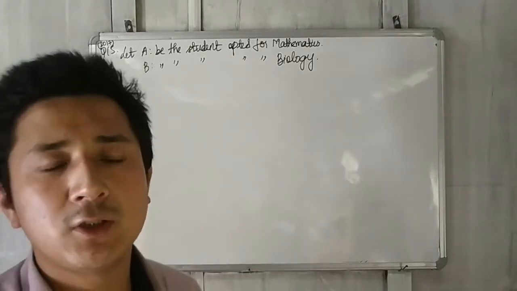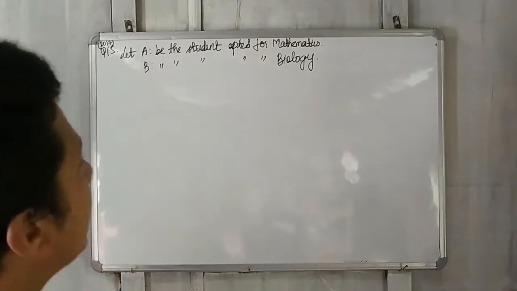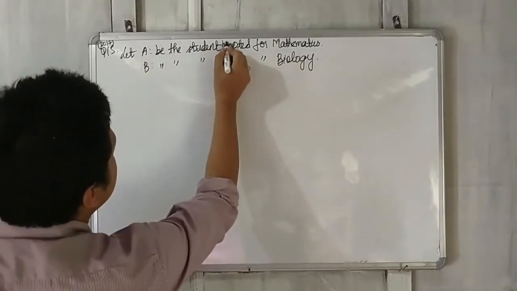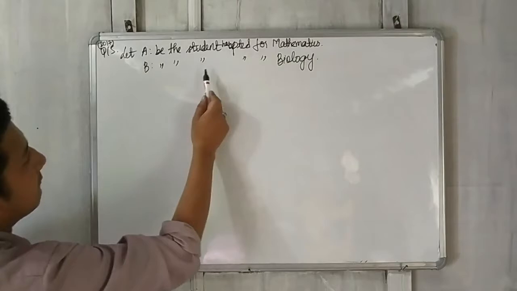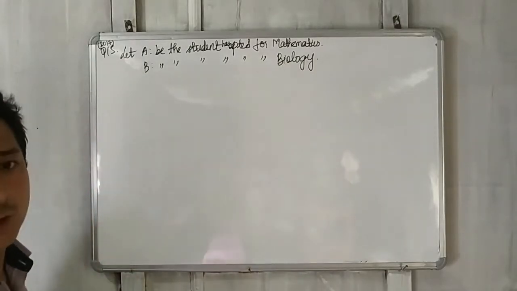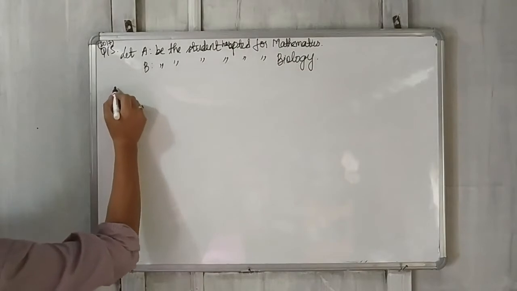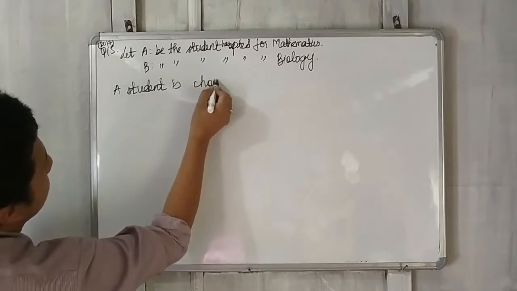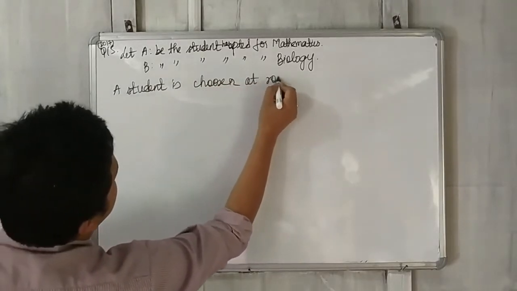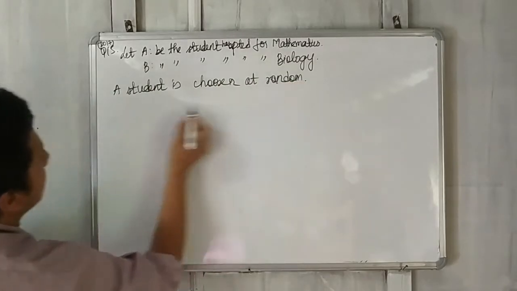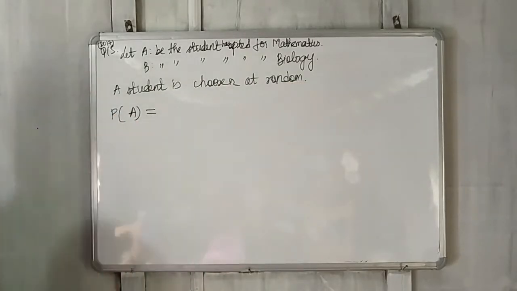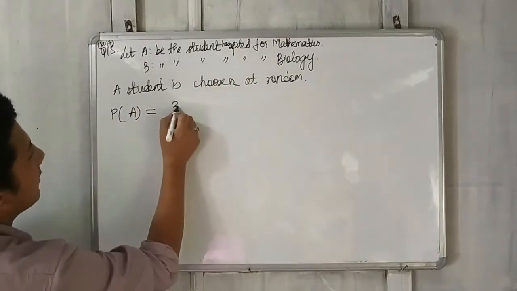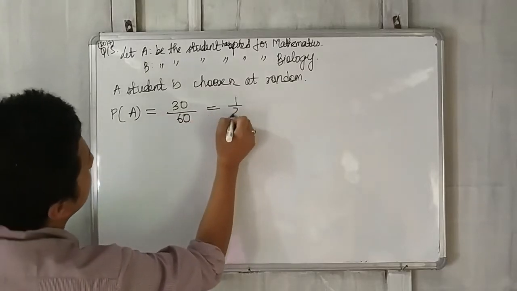In this type of question, I need the help of events, and here I have defined the events. Let A be the event that a student has opted for maths, and let B be the event that a student has opted for biology. Now a student is chosen at random. Therefore, the probability of getting a student who has taken maths is 30 by 60, because 30 of them have taken it, so 1 by 2.